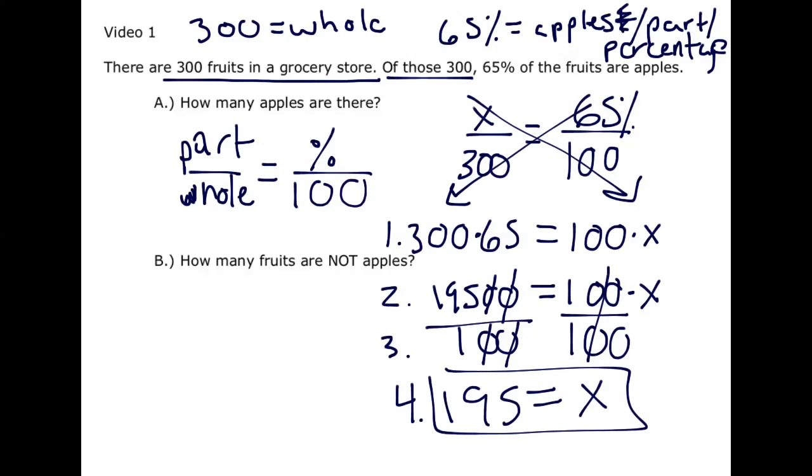So how many apples are there? Out of 300 apples, or out of 300 pieces of fruit, 195 are apples.